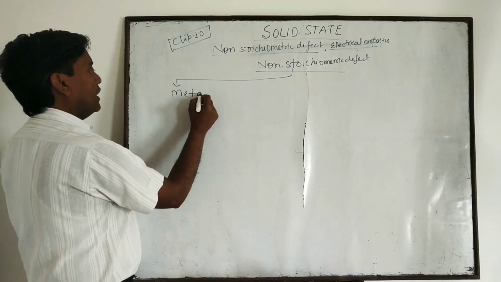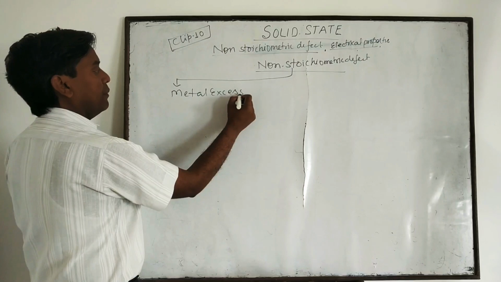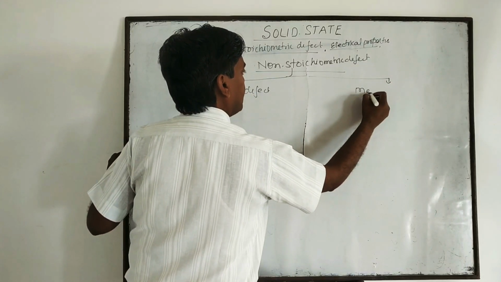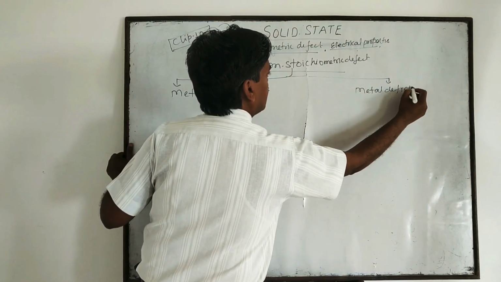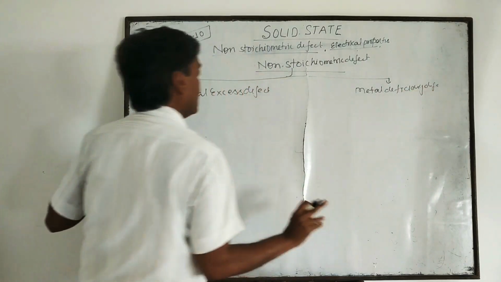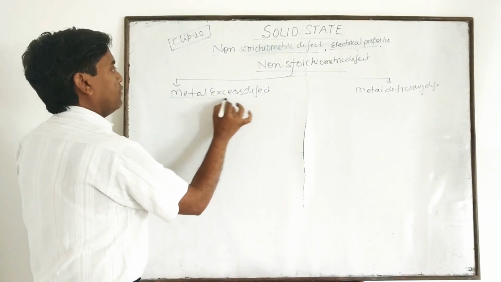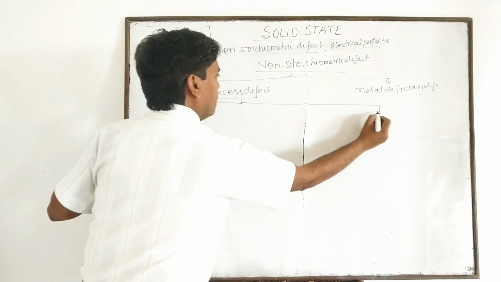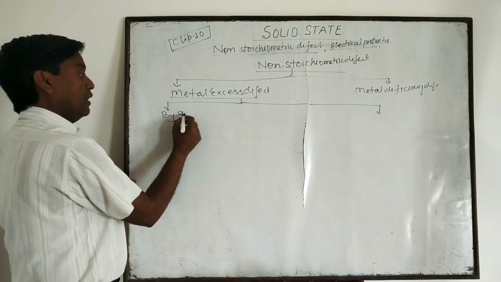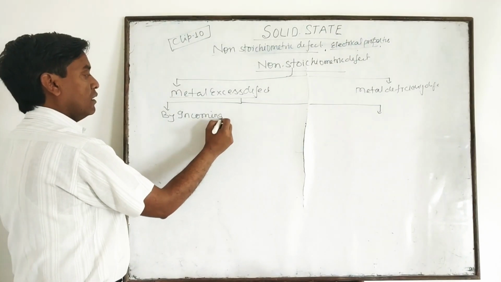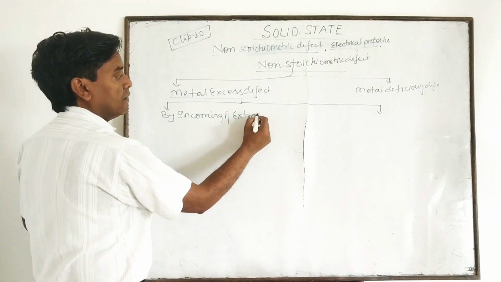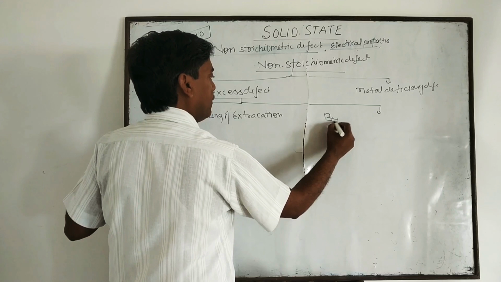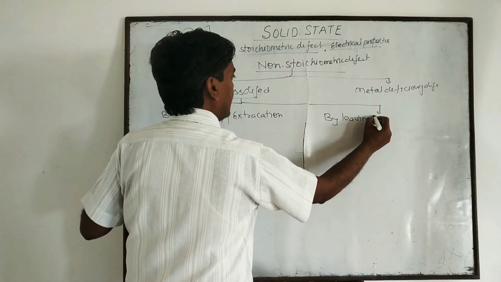One is metal excess defect, and second is metal deficiency defect. Okay, now we will discuss first the metal excess defect. Metal excess defect can occur by two methods. First, by incoming of extra cation, and second, by leaving anion.